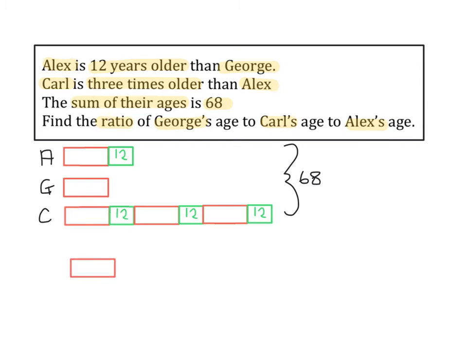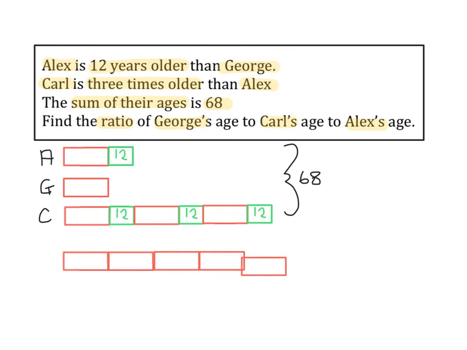So 1, 2, 3, 4, and 5. And then all together I've got 12, 24, 36, 48. So my green box, I'm just going to do one big green box now, and I'm going to make sure that there's 48 inside it.